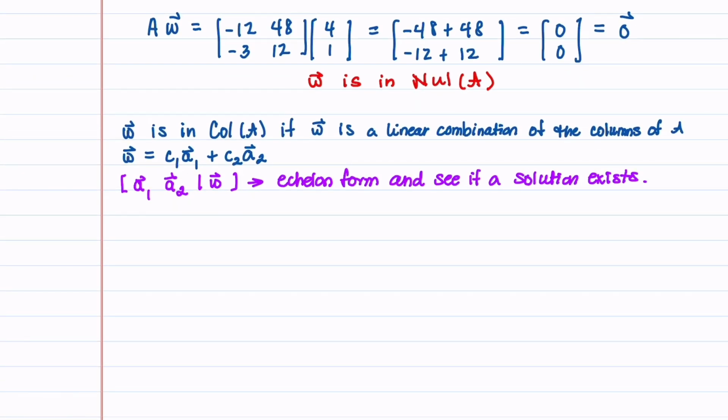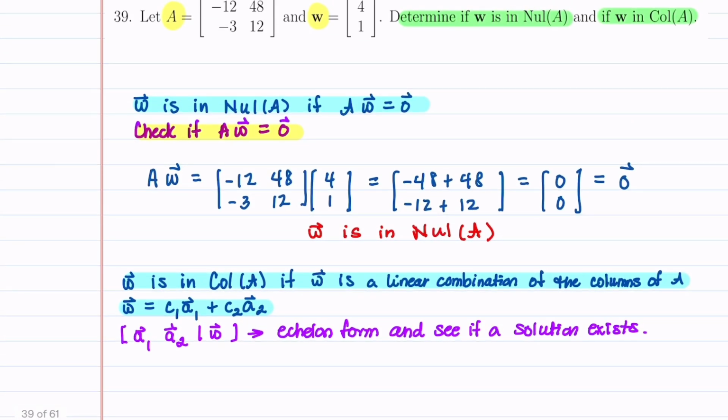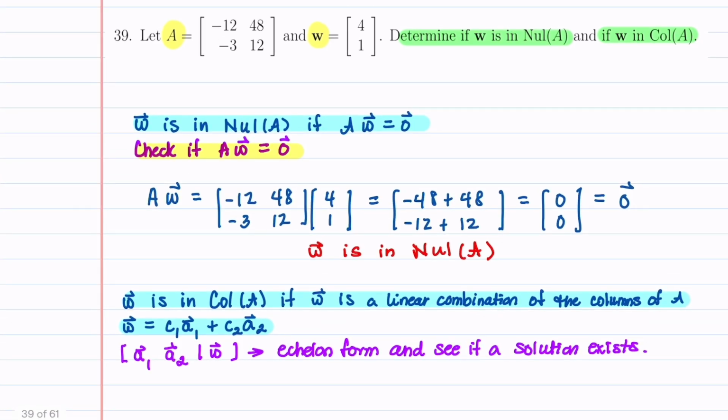Now let's look at the column space. W is in the column space of A if W is a linear combination of the columns of matrix A. What we mean by a linear combination is that W is C1 times A1. Well, let's go back up here. Let me go ahead and label this. This is going to be A1, and this is going to be A2. So our W would just be a linear combination of the columns of matrix A.